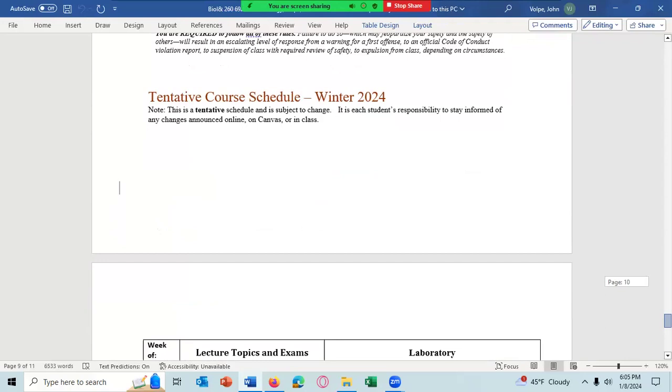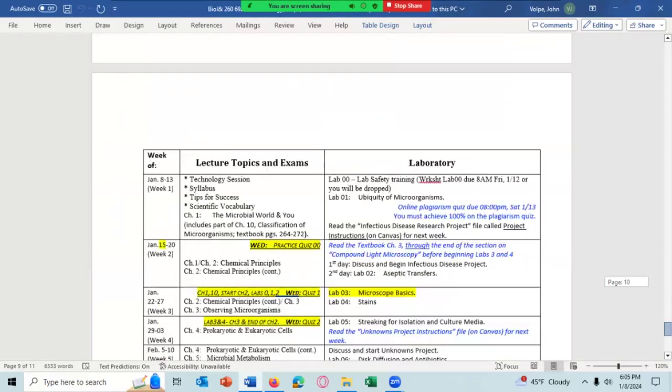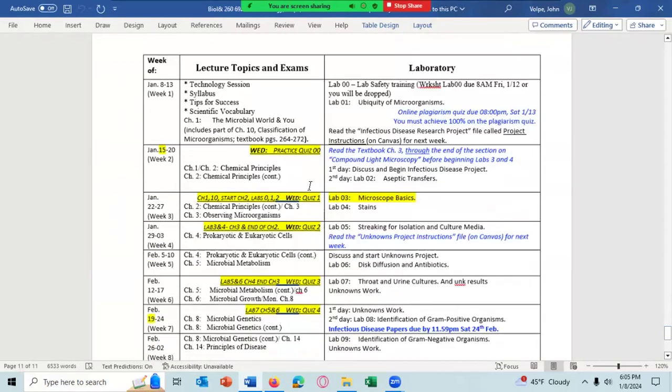All right, and then at the end of the syllabus, I've got the tentative course schedule for winter 2024. In the first column, I've got the week and the days, the lecture topic and exams in the second column, and then the laboratory topics in the third column. The week starts January 8th, which is a Monday, and that works for you guys. But for my Tuesday class, which is the 9th, they're going to be using the same schedule. Any questions about any of that?